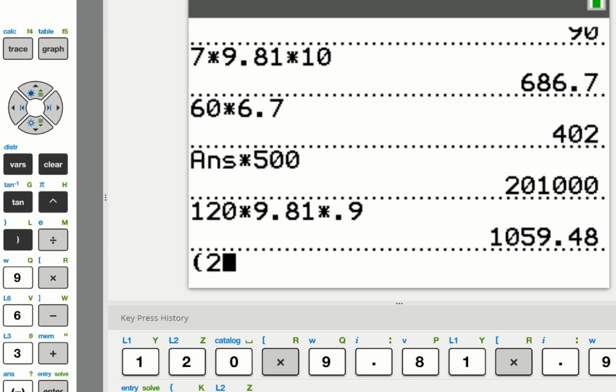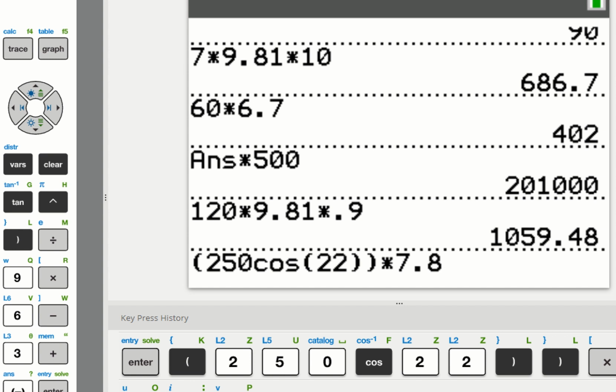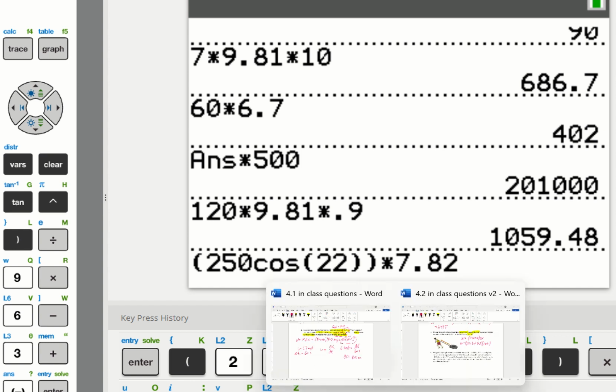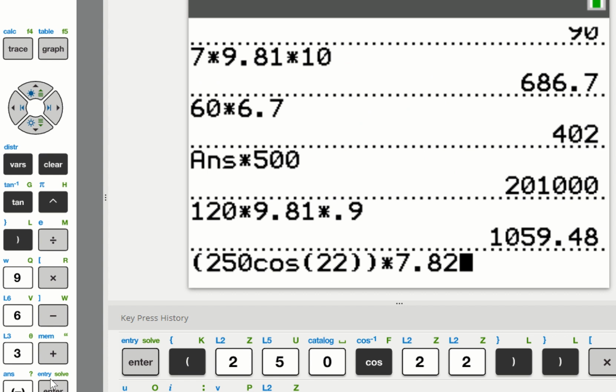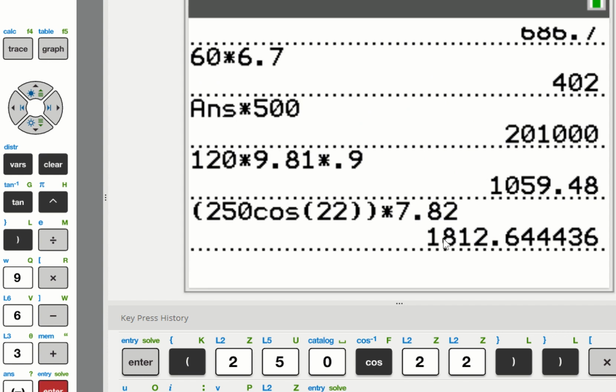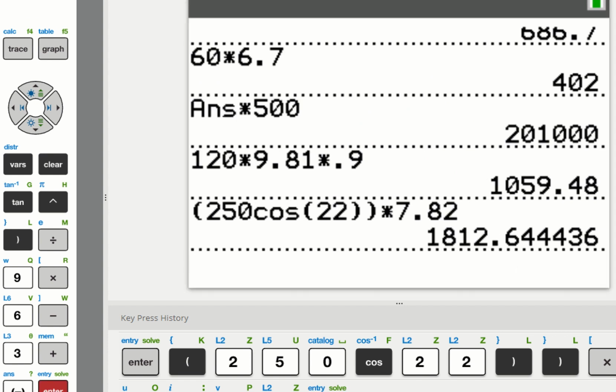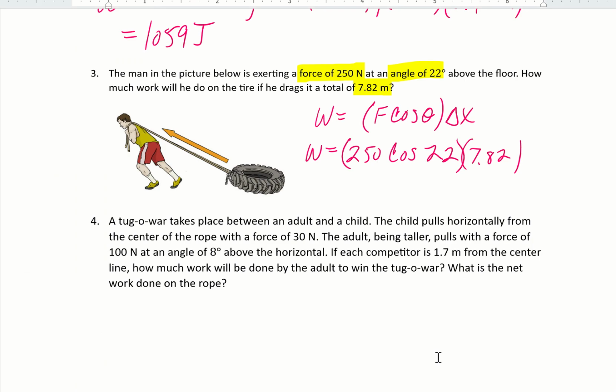So 250 cosine 22 times 7.82, was that what it was? Yes. Gives us 1,813 joules. Again, I'm rounding to the nearest whole number.